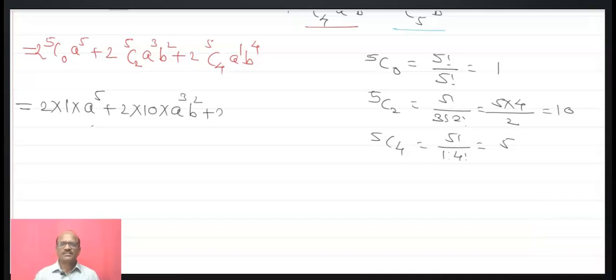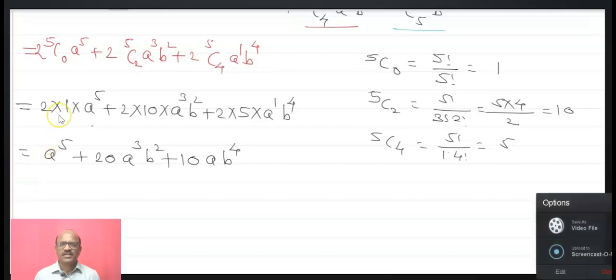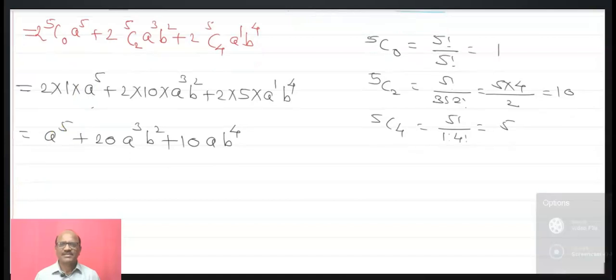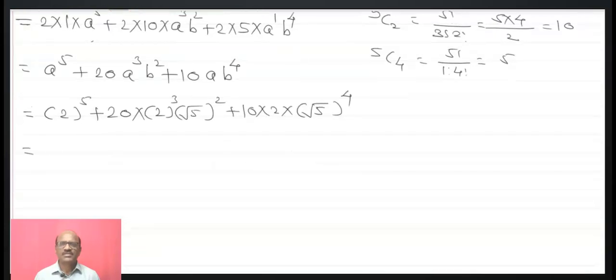Therefore, after substituting the values, this is the expression. That is a raised to 5, 2 into a raised to 5. Again, some mistake is there. I must write there 2. I will write there 2. And shortly.